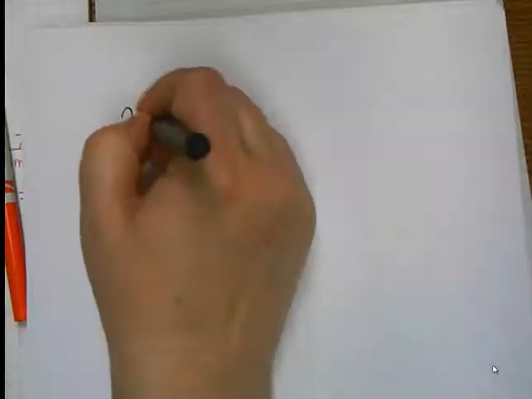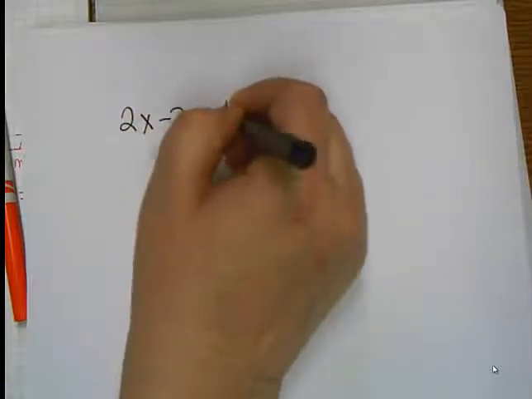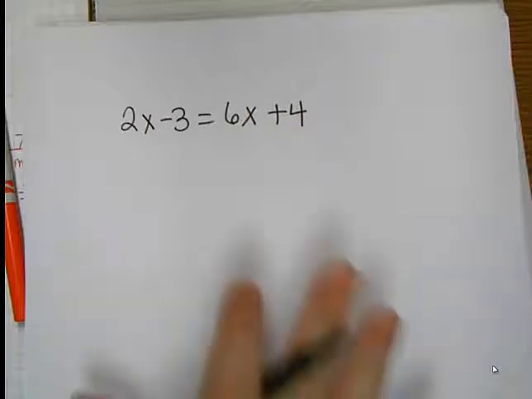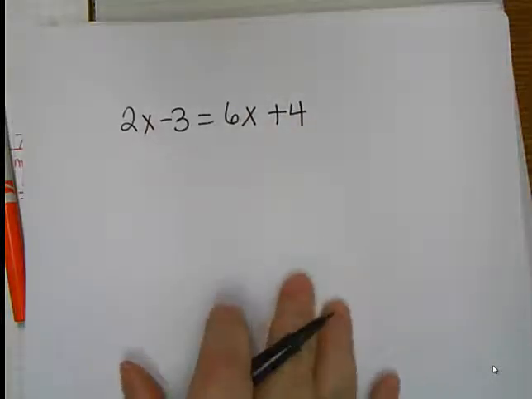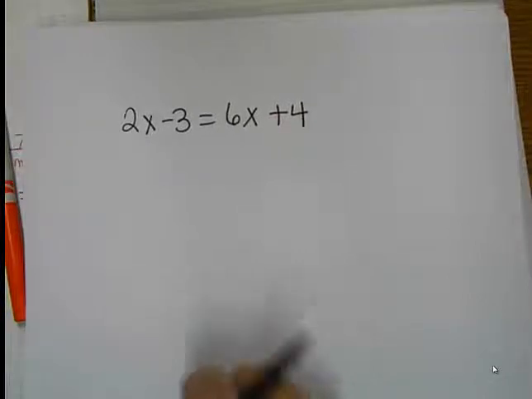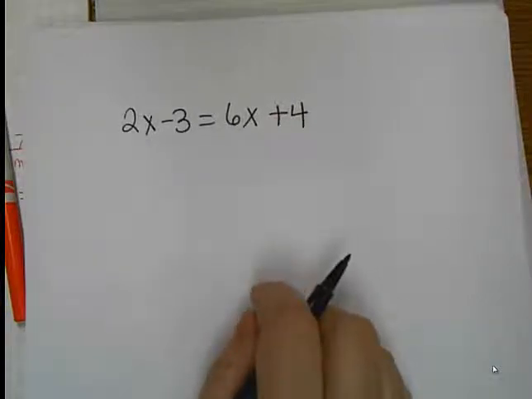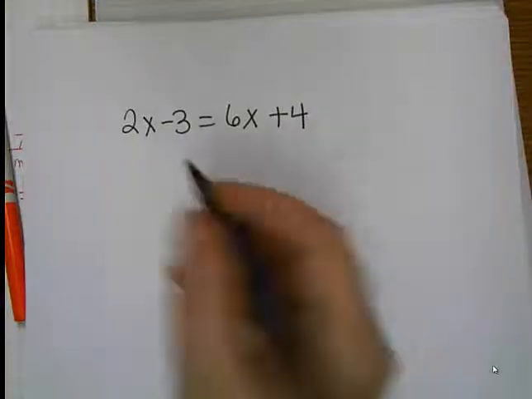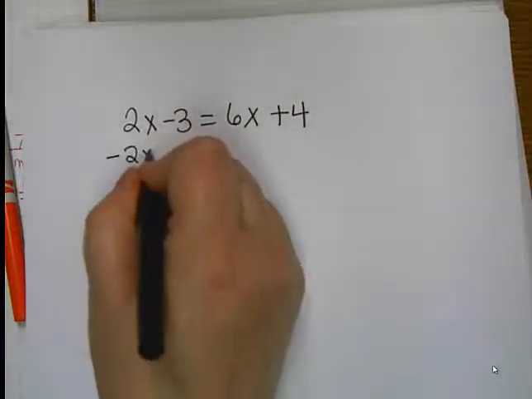Now, what happens when you have variables on both sides? The same thing that we did earlier. You want to add or subtract something to both sides. You can do whole numbers, but you can also do variables. Now, I want to subtract my 2x because it's my smallest number. So I'm going to subtract 2x from both sides.